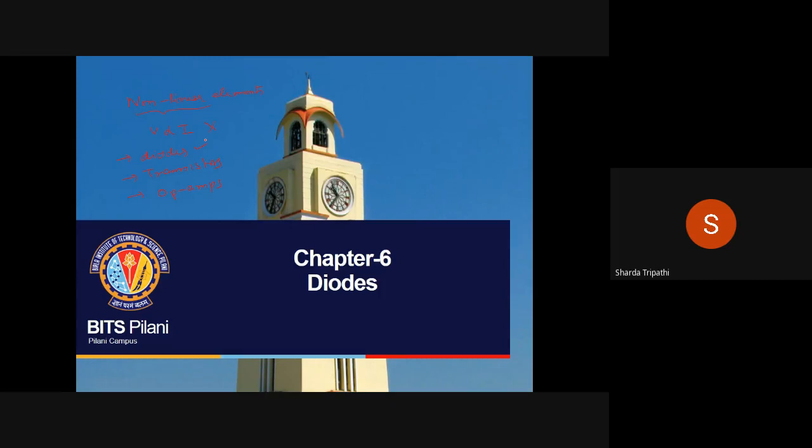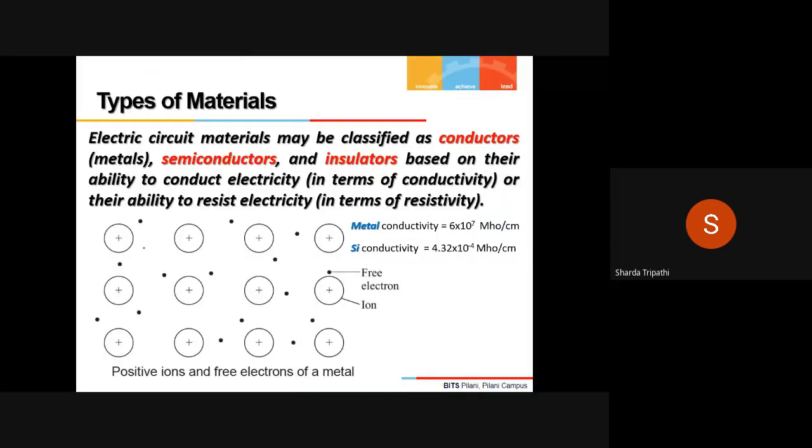But before we start the diodes, let us actually see how the diodes are made in order to have a proper understanding of how they are going to function when certain voltages are applied across these devices. Again, we know that electric circuits are typically made of materials that we can broadly classify under three categories: conductors, semiconductors, or insulators. This classification is based on their ability to conduct electricity through them.